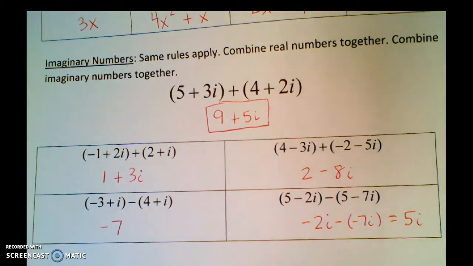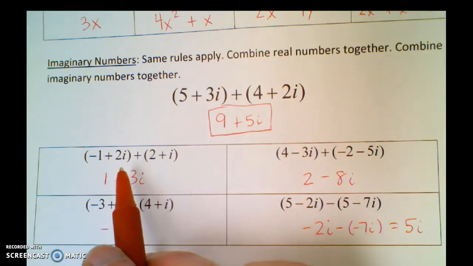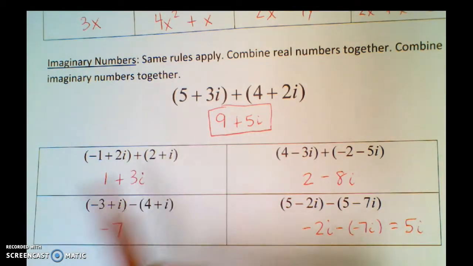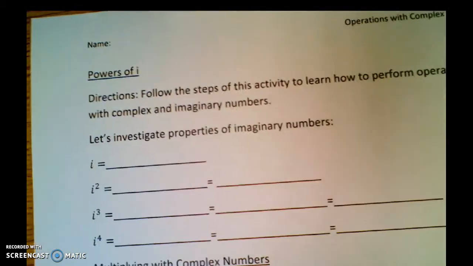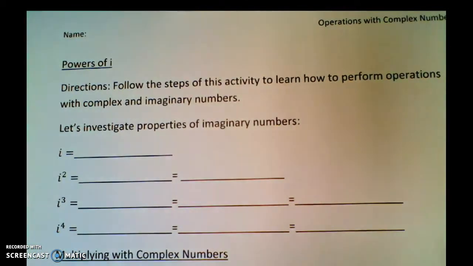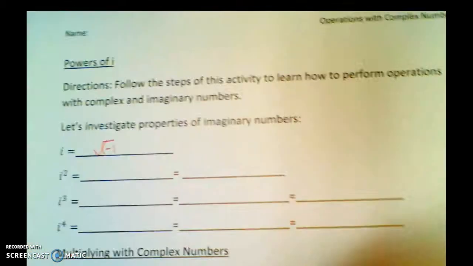So for adding and subtracting imaginary numbers, the same rules apply. You're just combining the like terms, and this time we're looking at the real terms with other real terms and imaginary with imaginary. Let's take a look at some powers of i and multiplying with i. So let's remember that i itself is the square root of -1.